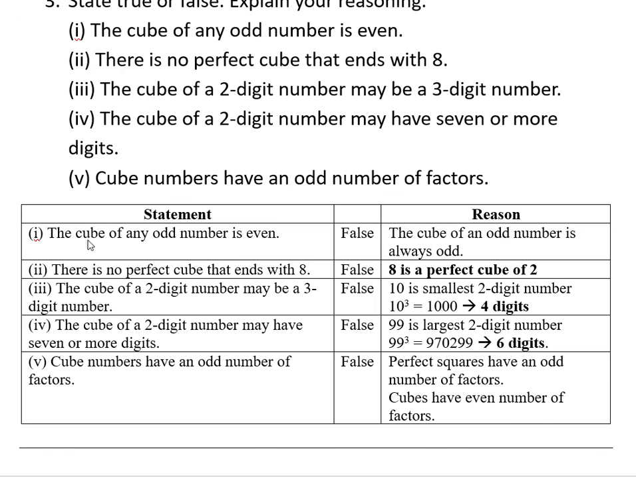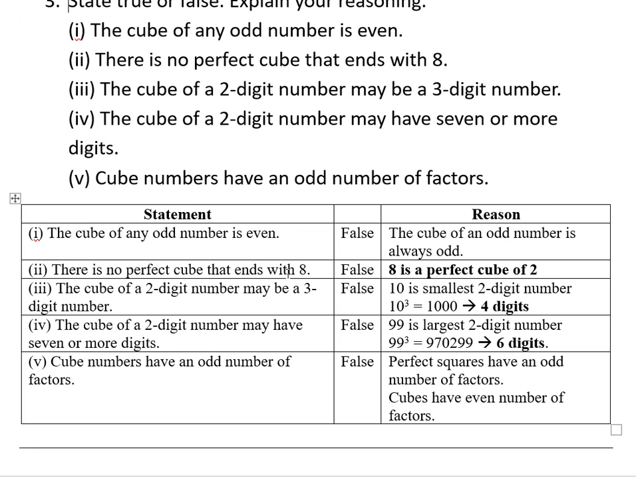The first statement is the cube of any odd number is even. This statement is false, and the reason for that is the cube of any odd number is always odd. So this is the rule, the cube of any odd number is always odd, and because of this, the statement is false. The second is there is no perfect cube that ends with 8.